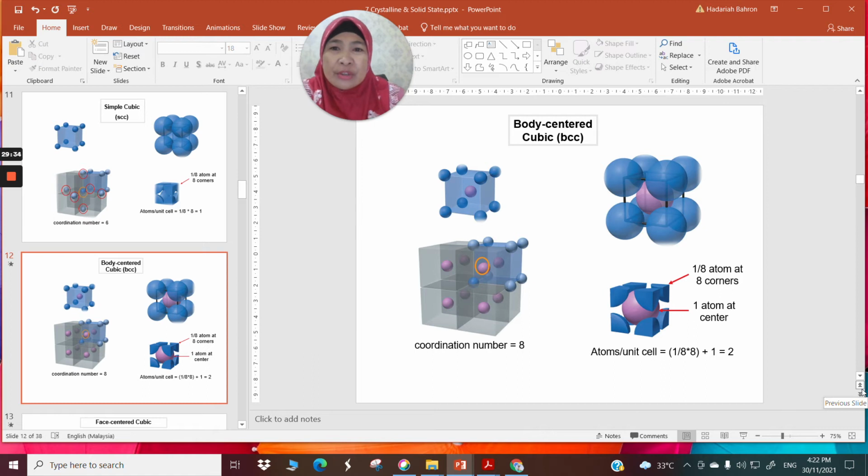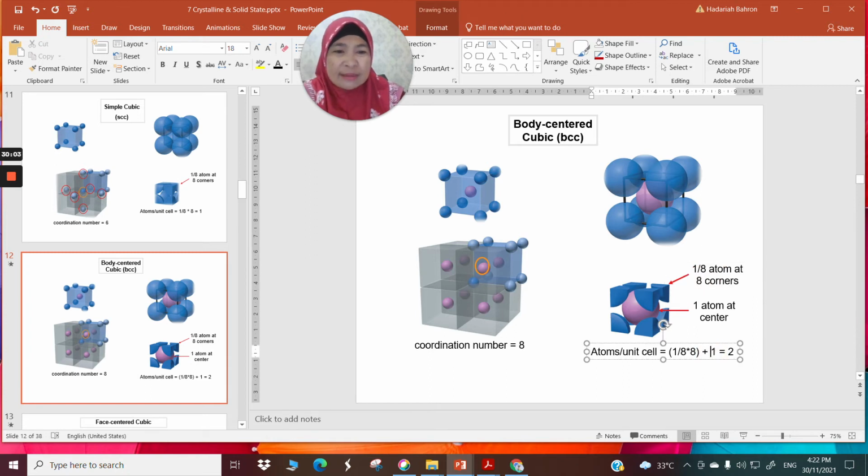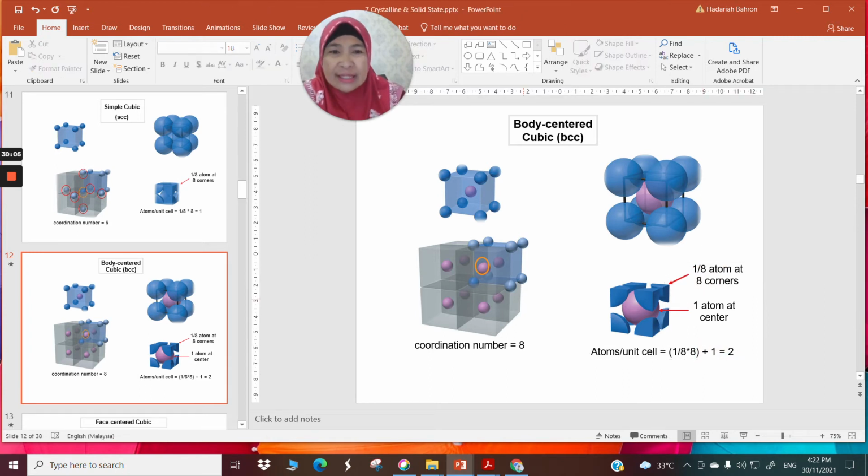And moving on to the next type of cubic unit cell, the body-centered cubic, BCC. The same, you still have 1/8 of the atom at the corner, but there is one big one in the middle. Remember, it's body centered. There is one big one. So it's 1/8 of an atom times 8 plus 1 in the middle. So for body-centered cubic, you have 2 particles per unit cell.